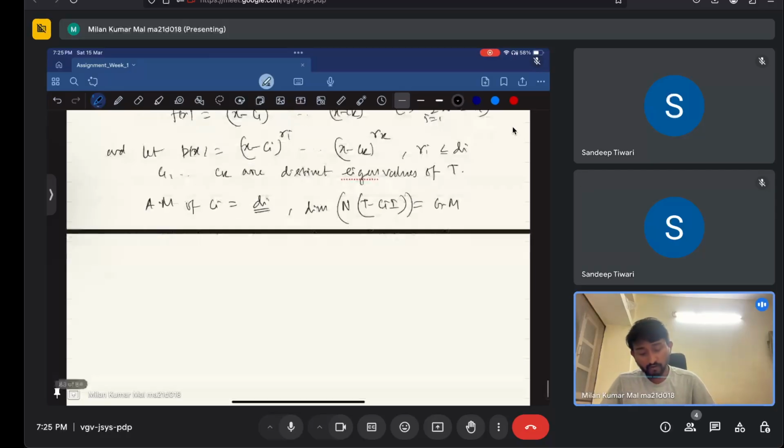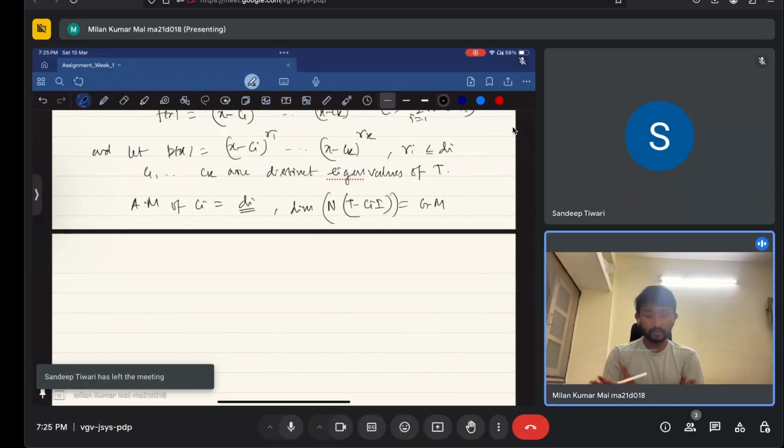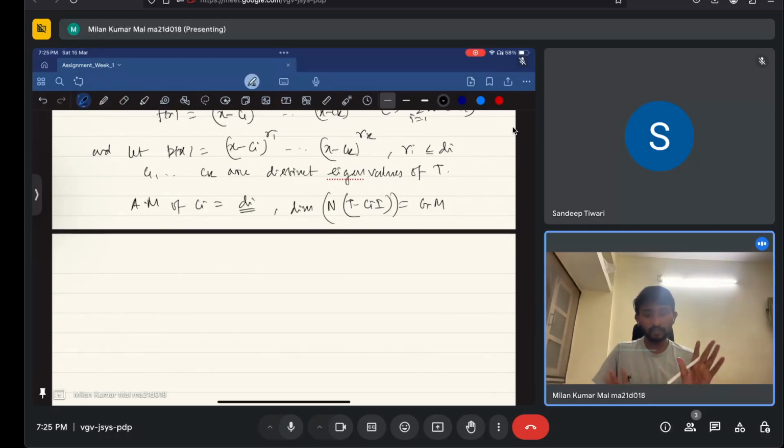Now, how to find the Jordan canonical form? There is a profound way. First we have the primary decomposition theorem, and from that, whichever way it is given in this course, the faculty goes through finding generalized eigenvectors, and corresponding to each eigenvalue there must exist some ri number of generalized eigenvectors, and those will give the Jordan form.